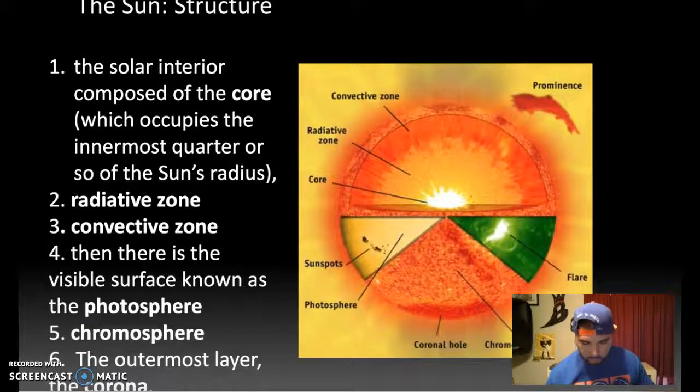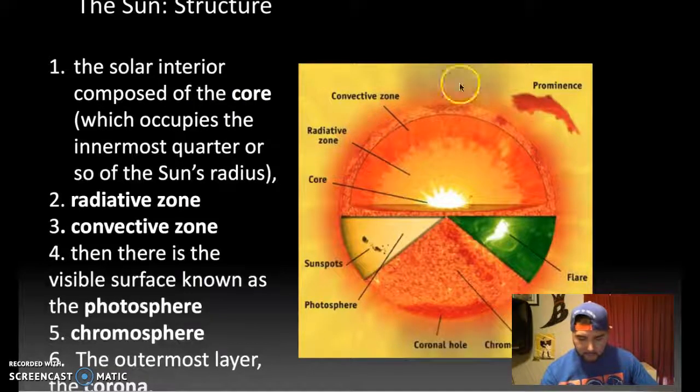Next, we'll discuss the radiative zone, and this is the zone immediately next to the core, and there's no thermal convection in this layer, but solar material in this layer is hot and dense enough that thermal radiation is all that is needed to transfer the intense heat generated in the core outward.